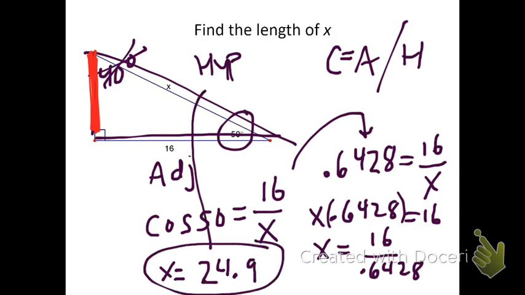That makes sense in a way because it's a hypotenuse, so it should be the biggest side. It's across from 90, it's across from the biggest angle. So in that regard, it looks like our answer is correct.